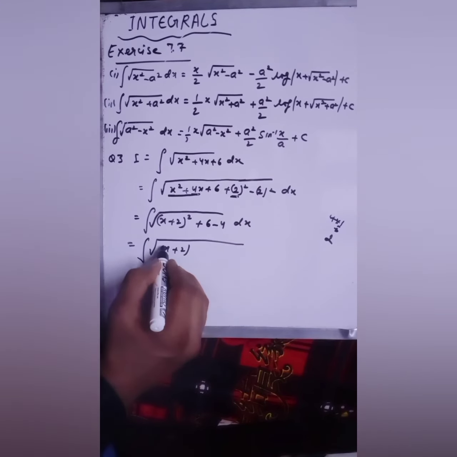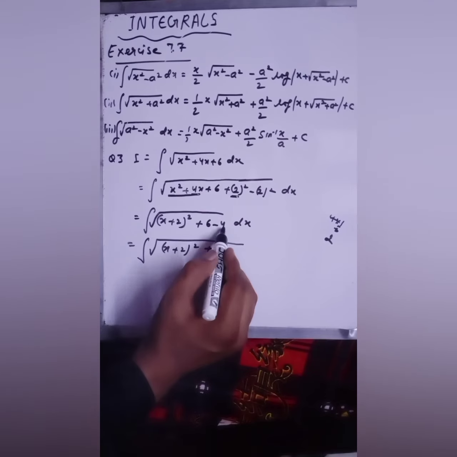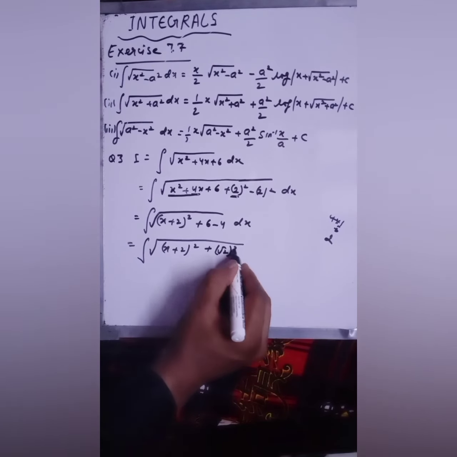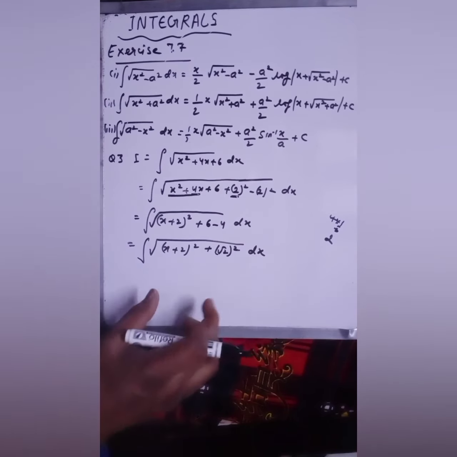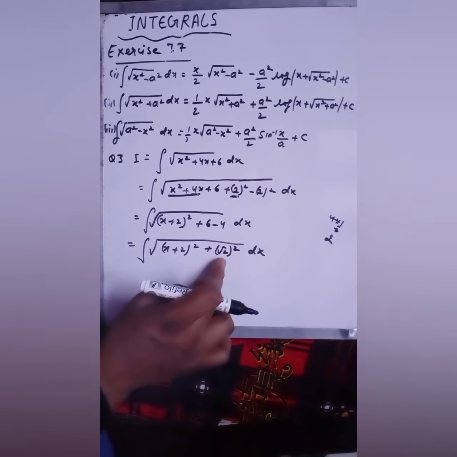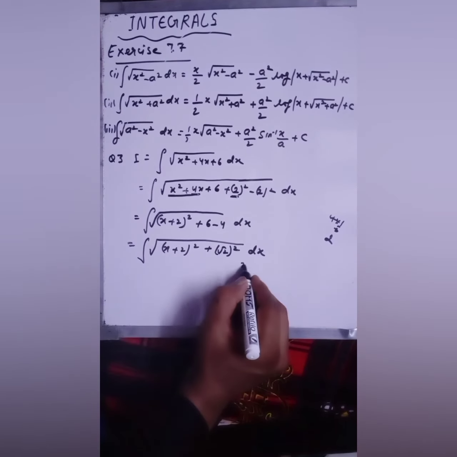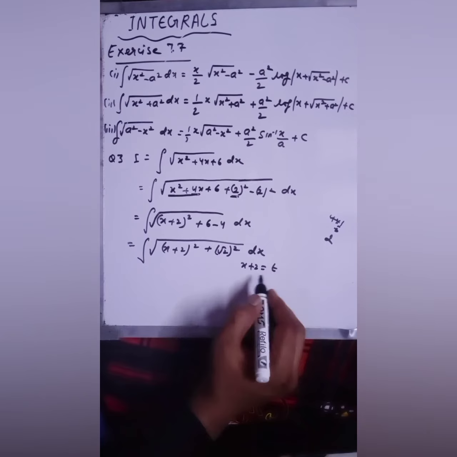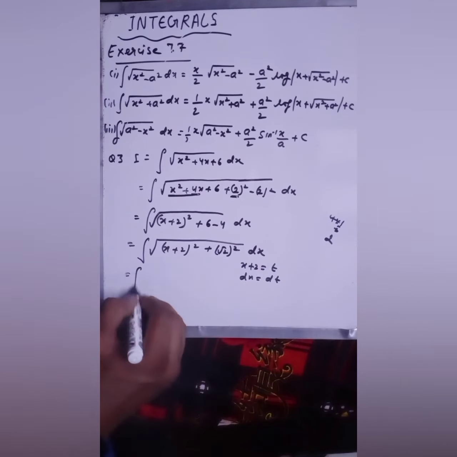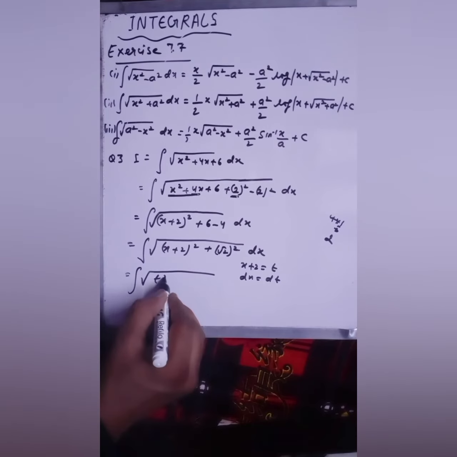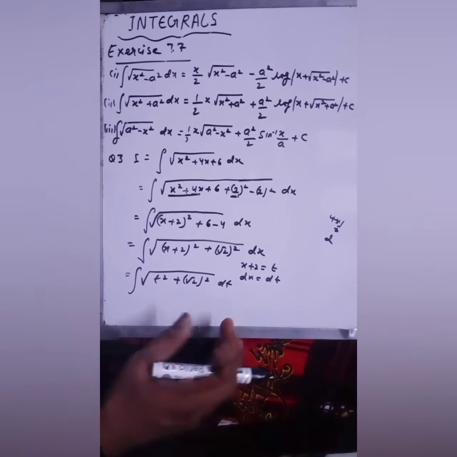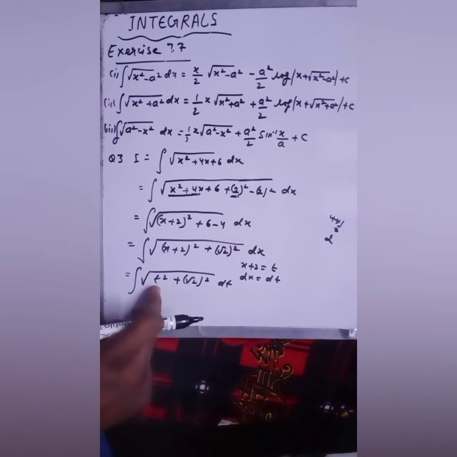x plus 2 whole square plus, here 2 will come, so this 2 can be written as root 2 whole square into dx. Now, we are assuming that x plus 2 is equal to t, so your dx will be equal to dt. So we are converting this to t square plus under root 2 whole square into dt. Now this is your x square plus a square.